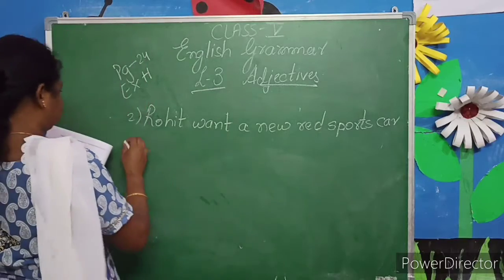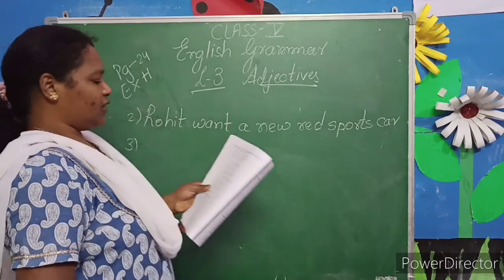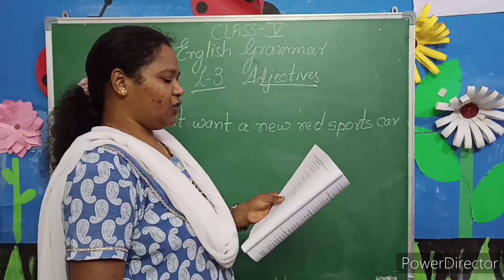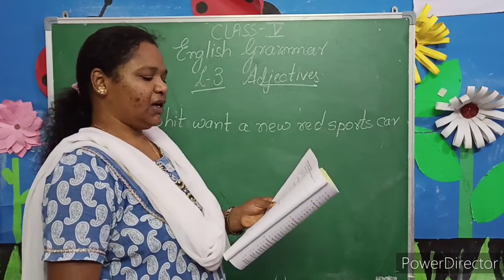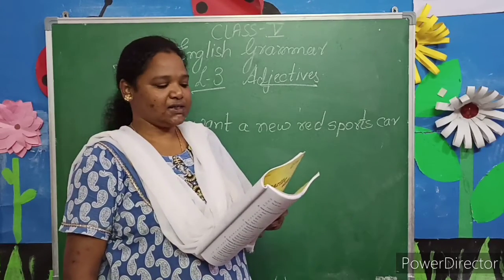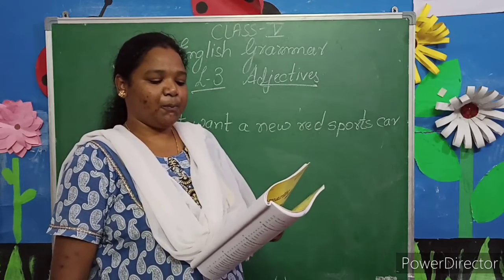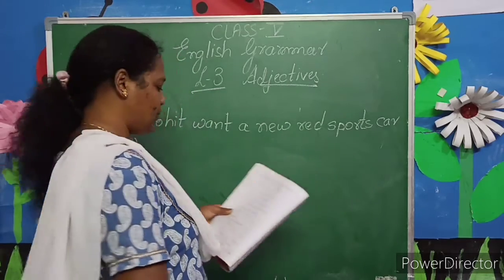Okay. Third one. Kira has made a wooden big chair for her grandma. So how do we write this? Kira has made a big wooden chair for her grandma.